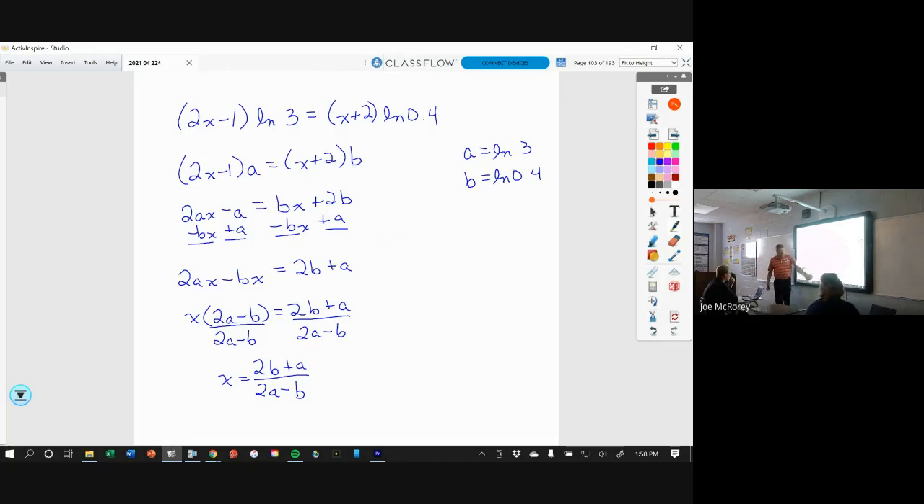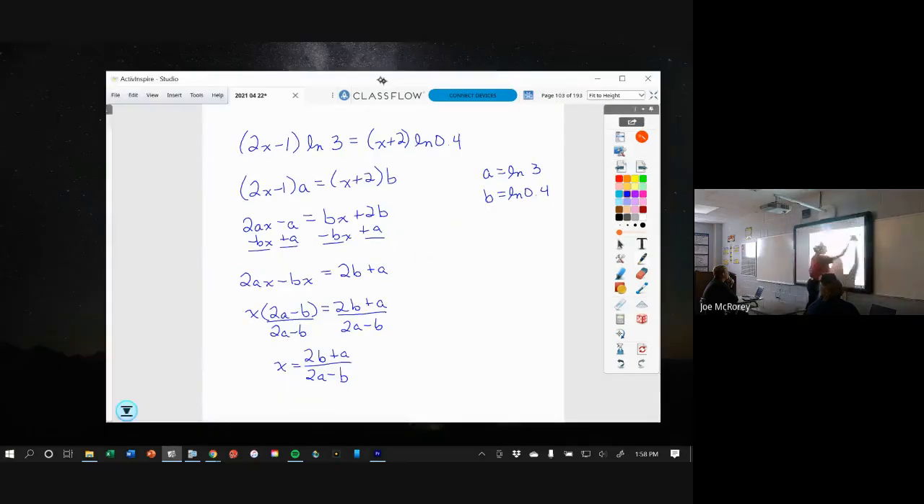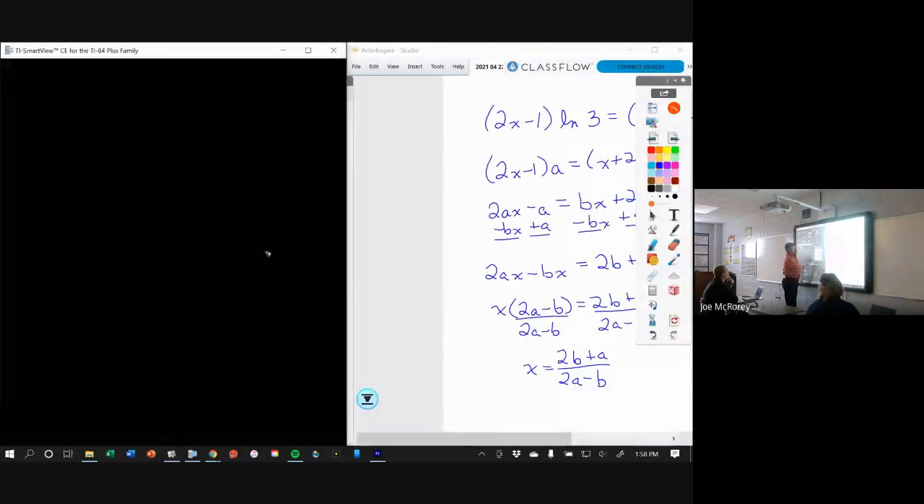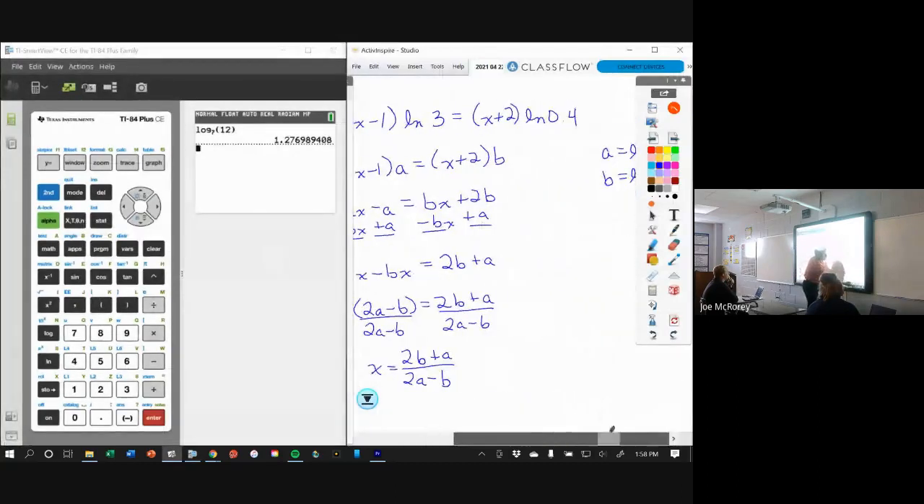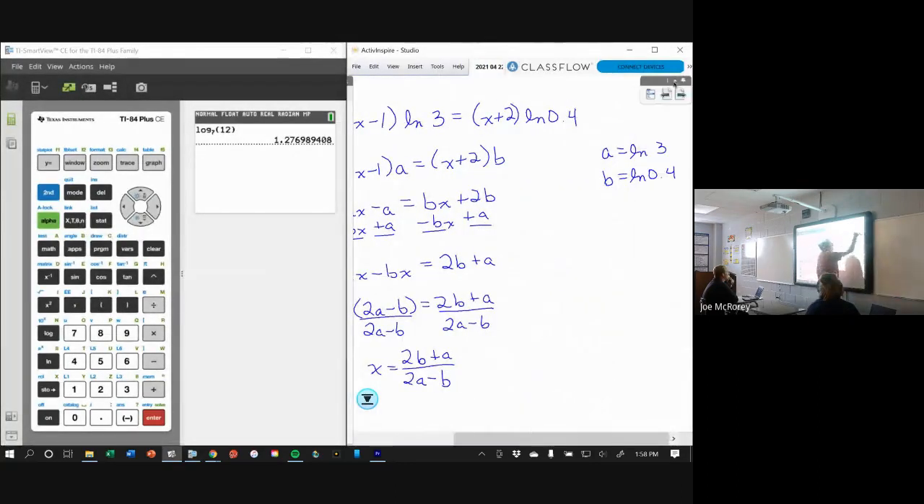Okay, so now I get to this point, I could change the a's and the b's back and then type it in the calculator. Or, I'll do it this way. You could put it in the calculator and set the variables. So I'm going to take natural log of 3, close parentheses, store it into alpha A.